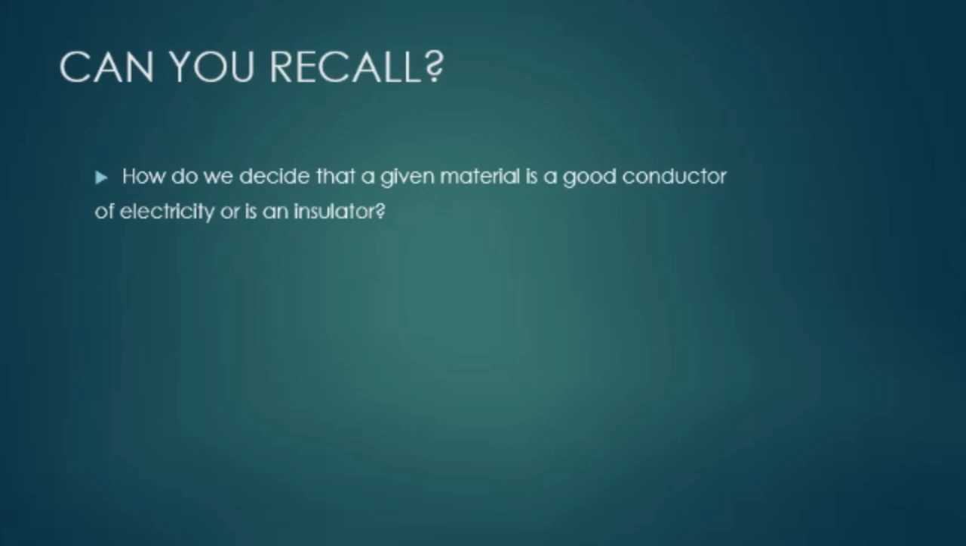Let us see a few examples for the good conductor of electricity and the insulator. The examples for good conductors of electricity are silver, copper, aluminum. And the examples for bad conductors of electricity are rubber, wood, glass. Are you getting it? So these are the good conductors and the bad conductors of electricity. The bad conductors of electricity are also called insulators.